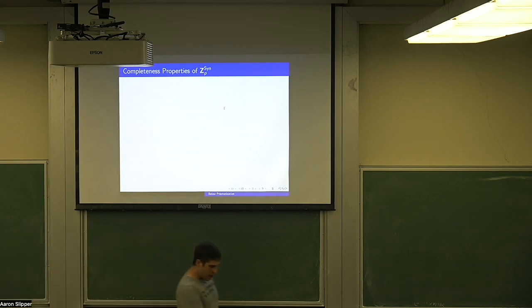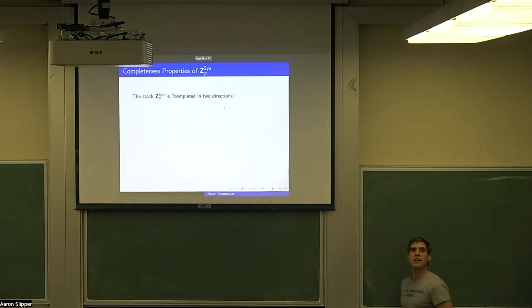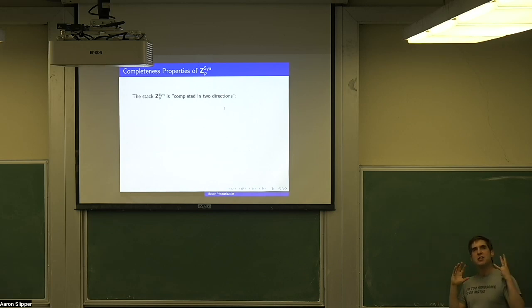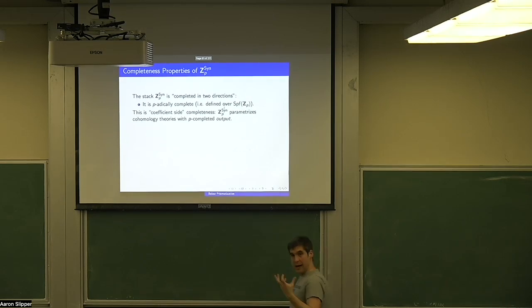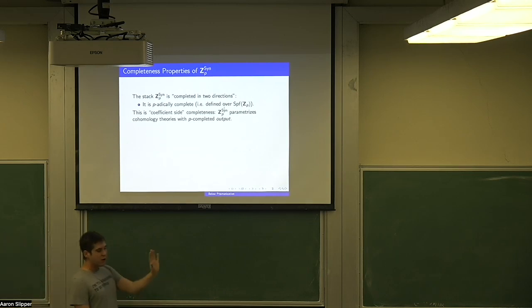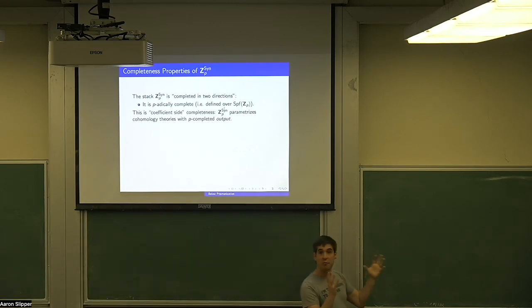So this is some kind of a stack, but it's really a formal stack. It's something that's completed in two directions. So first of all, it's p-adically complete, meaning it's something that maps to the formal spectrum of ZP. And so ZP syn has to do with cohomology theories, and this p-adic completeness has to do with a coefficient side kind of completeness. It has to do with cohomology theories where the output of the cohomology theory is some kind of p-complete ring.